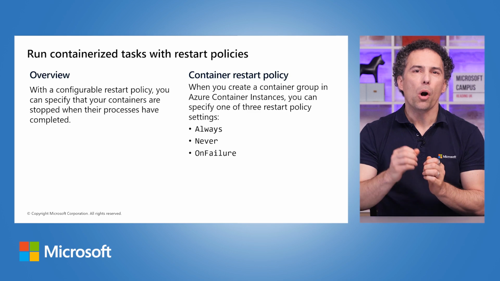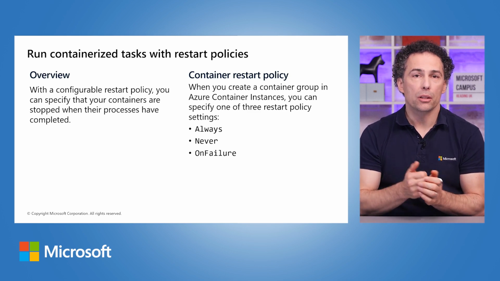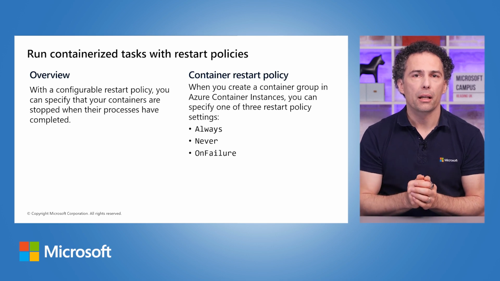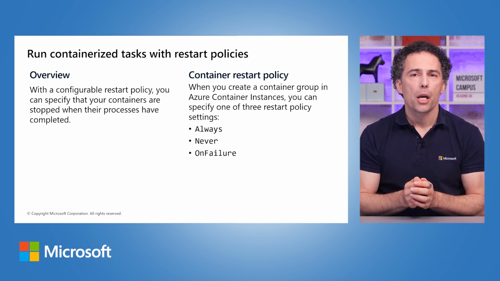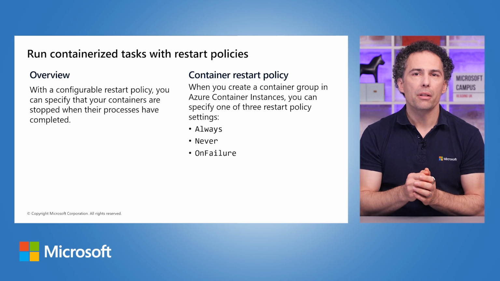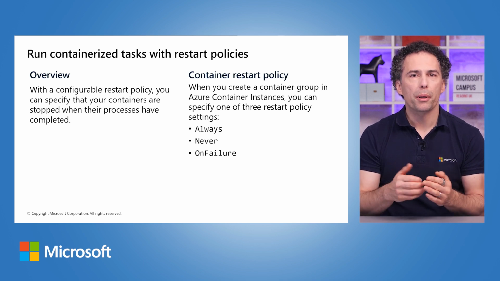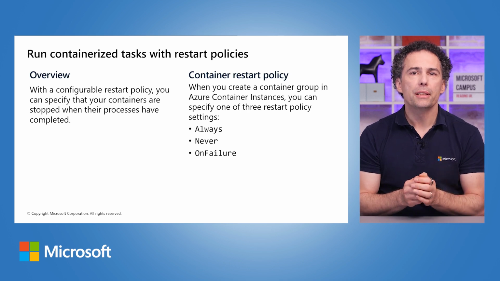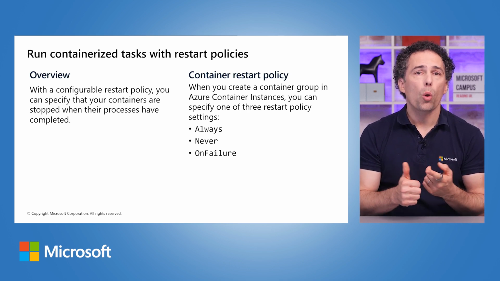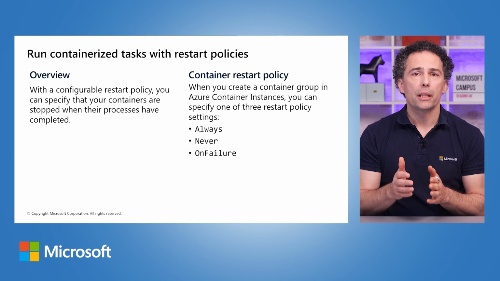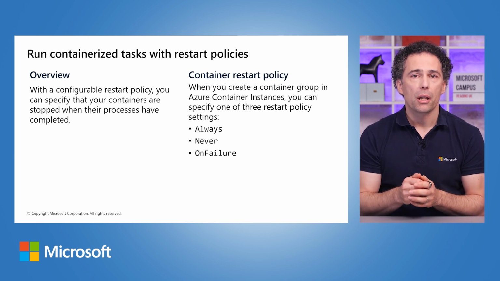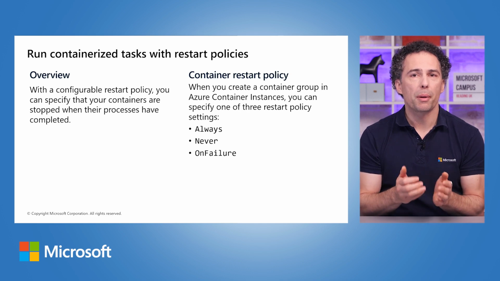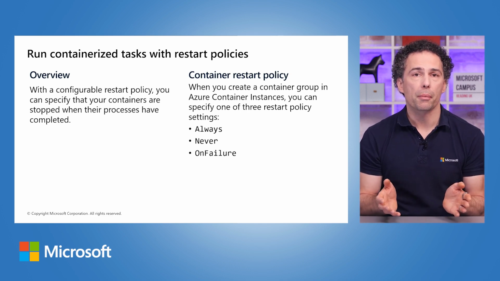The behavior of how container instances start or stop is controlled by the restart policy setting of a container group. You can change the default behavior by manually starting or stopping a container group at any time. The 3 options you can set are: first, always. Containers in the container group are always restarted. This is the default setting applied when no restart policy is specified at container creation time.